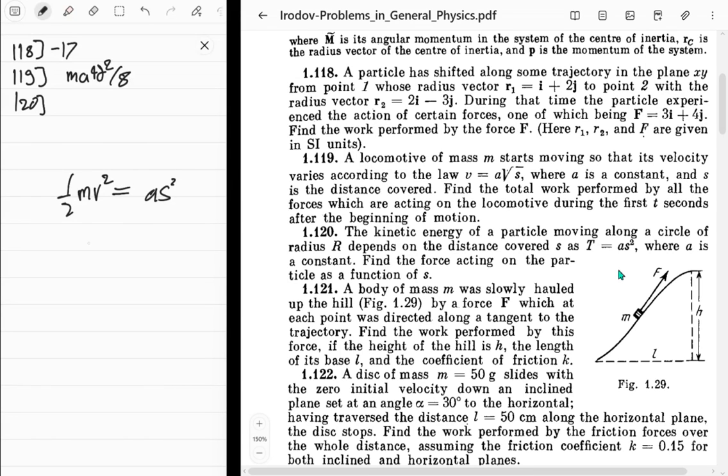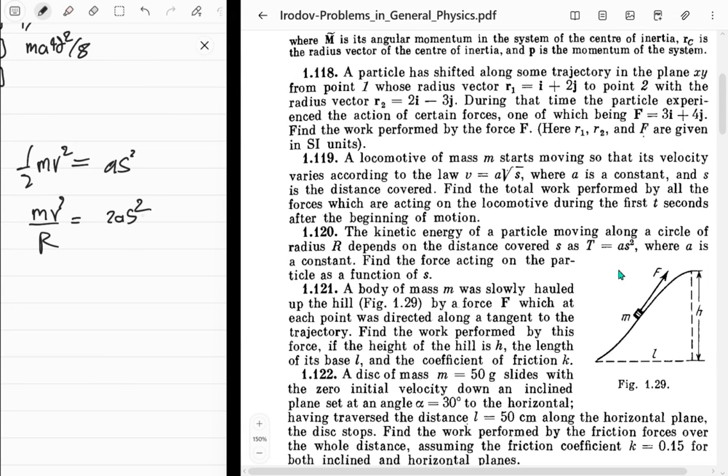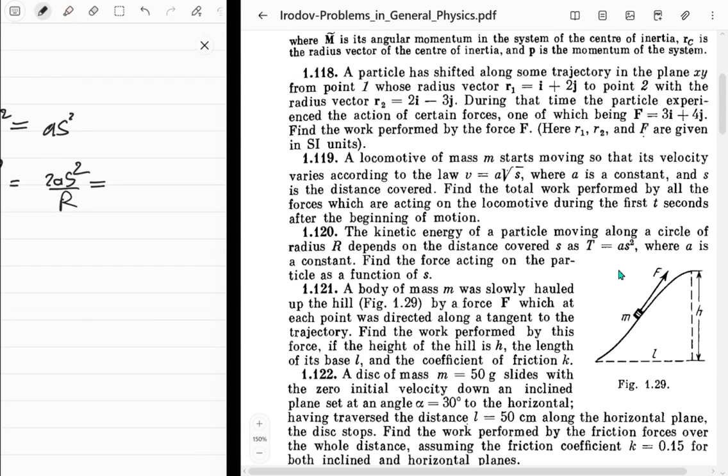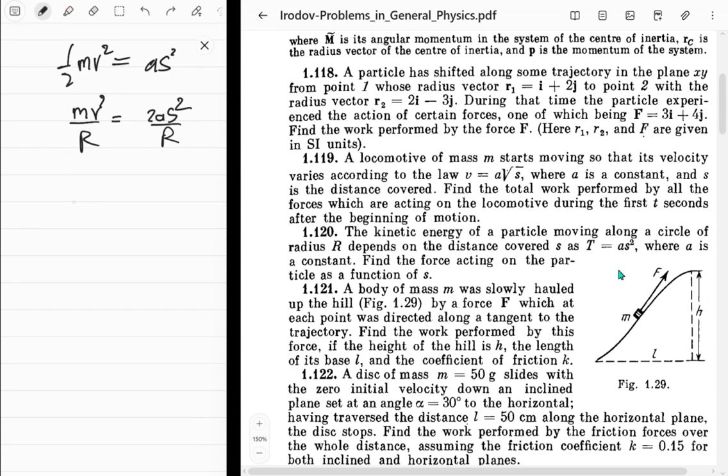Okay, as squared. First of all, let's figure out something. What this means is mv squared, like v squared is equal to... Okay, let's not go with that. Just divide by radius, right? So it's got mv squared upon r is equal to 2as squared upon r. Well, that's going to be the centripetal force. And now we also want the tangential force. So the tangential force, that times the ds vector, right? That is in fact the work done on the particle.